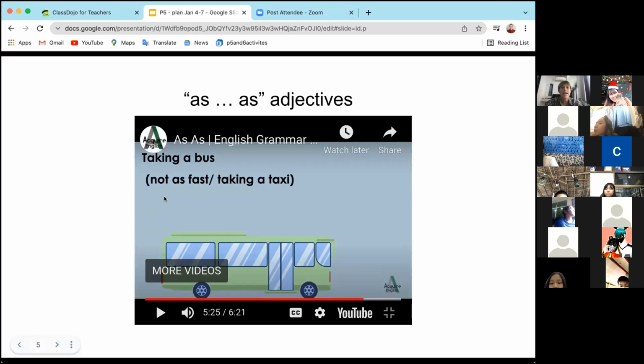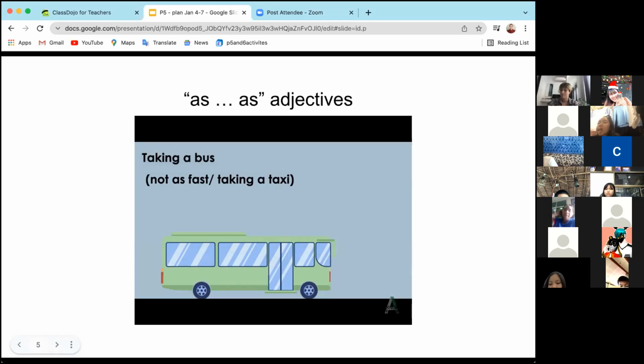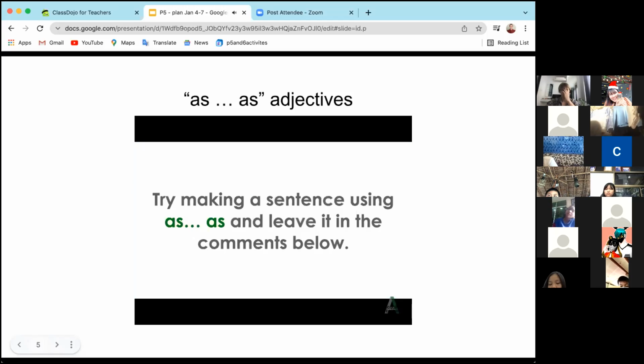So taking a bus is not as fast as taking a taxi. Taking a bus isn't as fast as taking a taxi. Try making a sentence using as, and leave it in the comments below.